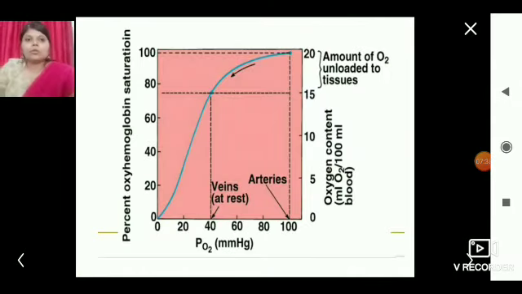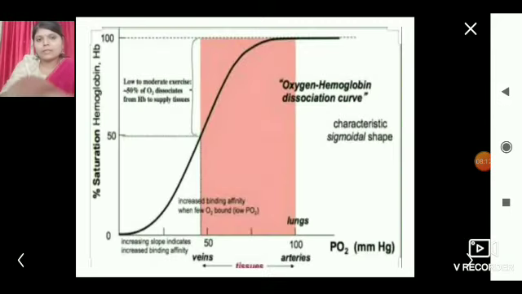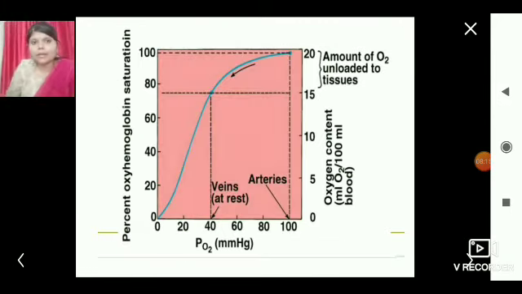So here is a graph which shows the partial pressure of oxygen binding to hemoglobin and the percentage of oxyhemoglobin saturation. So how exactly is that happening? This is the amount of oxygen unloaded to the tissues, and this area is the oxygen content, in moles of oxygen per 100 ml of blood. This can be explained very clearly in the next graph, which is the normal graph that we will be studying.